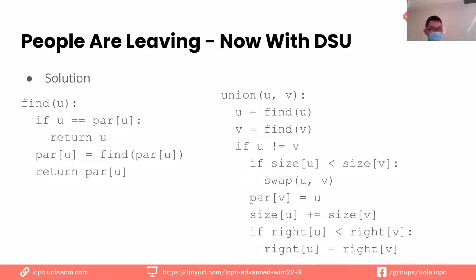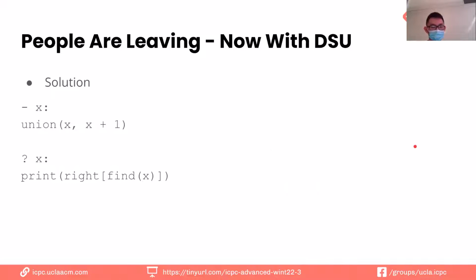Does this solution make sense? All right, cool. That's great. Oh, actually, I guess there's this other slide. So if the X person leaves, then we combine the set that was at X and X plus 1. And then to answer the queries, we just output the right array at the representative.